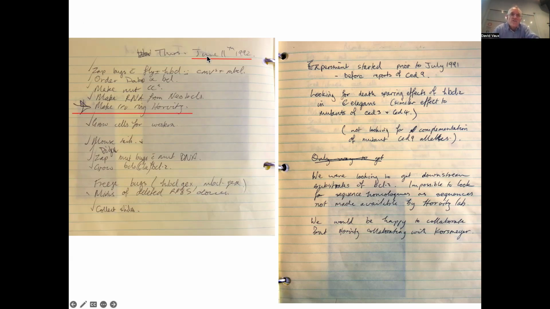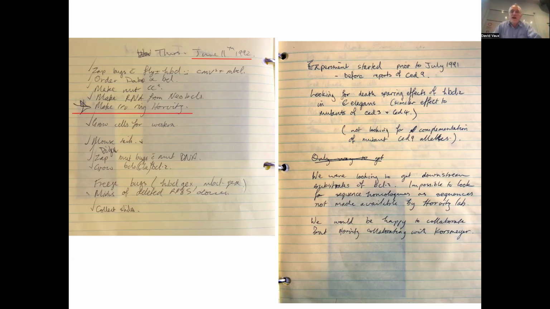So here are my notes from July 11th, 1992, where I've got make Irv, so my boss, ring Horvitz. And I wrote these notes because Irv said, he happily talked to Horvitz. He said, our experiments are really cool, because he didn't know about them until then. But he said, give me some background on C.